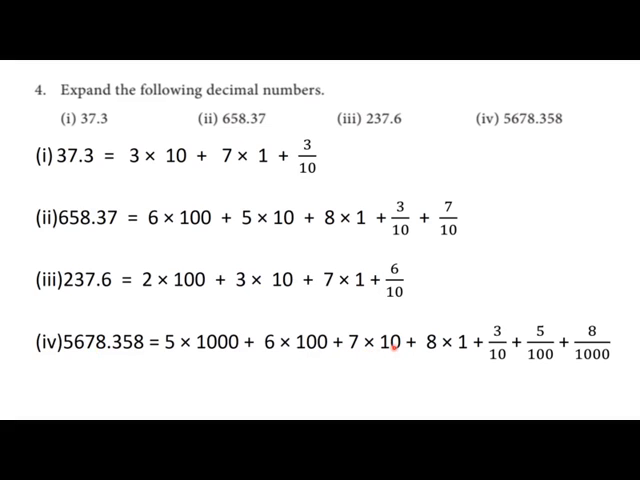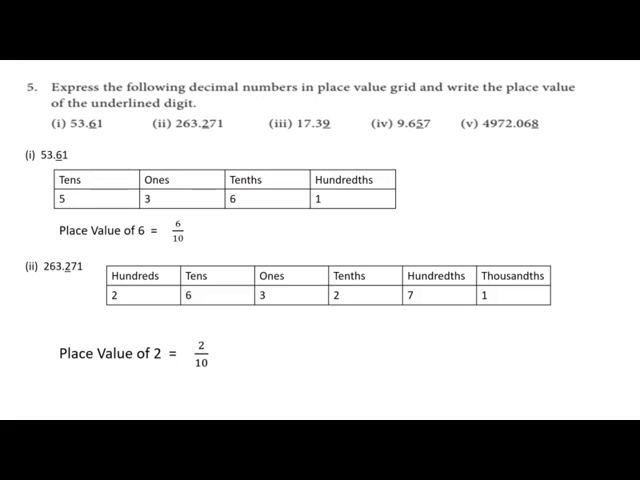And the last one, 5678.358. So 5 is in thousands place. So 5 into 1000 plus 6 is in hundreds place. So 6 into 100 plus 7 is in tens place. So 7 into 10 plus 8 is in ones place. So 8 into 1. Then decimal. After that, first one will be tens place.